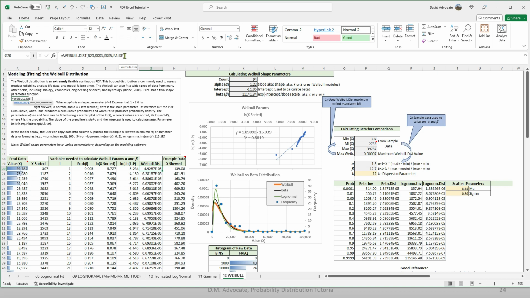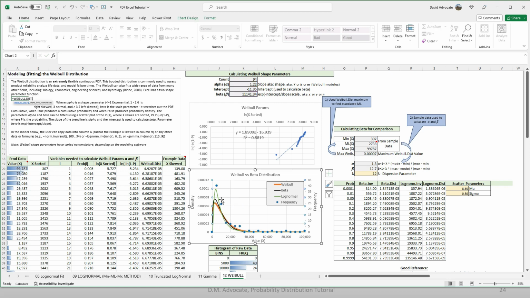So it's basically the X value, alpha and beta, and then we say false because we want the mass density parameter. And that now gives us the opportunity to calculate the Weibull distribution, the orange line. And for comparison, I've put the beta in black and a log normal in green.